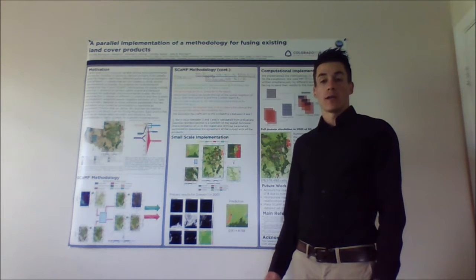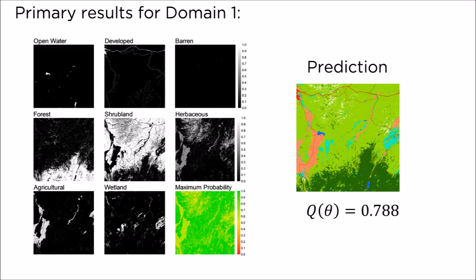First, it has a probabilistic character. That means that with the probability maps for each land cover class, which are the grayscale maps, you can estimate the certainty of your prediction, which is the red and green scale map. Also, the model parameters are optimized such that Q of theta, which represents the agreement of the predicted map with respect to all the other land cover products, is maximized.